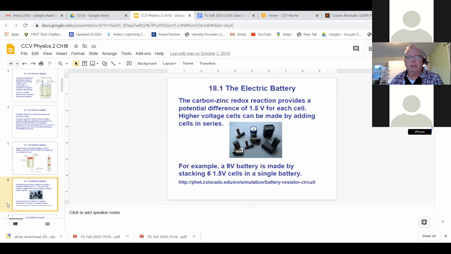If you want more current, then you can have more batteries side by side in parallel. And if you want more voltage, then you add the batteries one after the other. So in our first hybrid lab, we played around with that a little bit. Adding batteries in series gives you a higher voltage, but not more current. But adding batteries in parallel does give you more current.